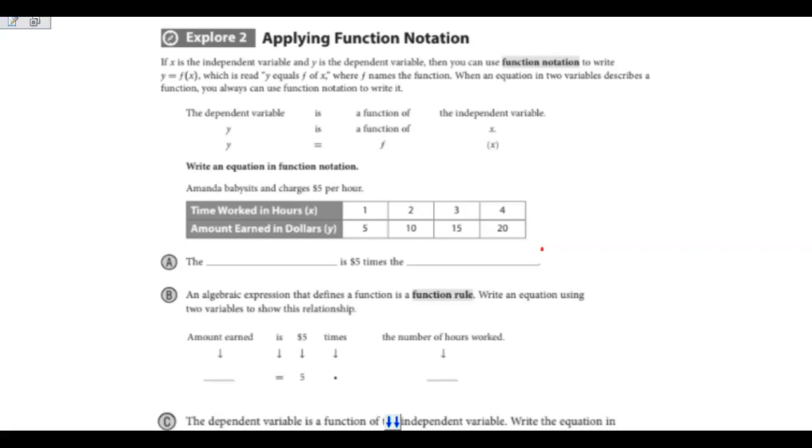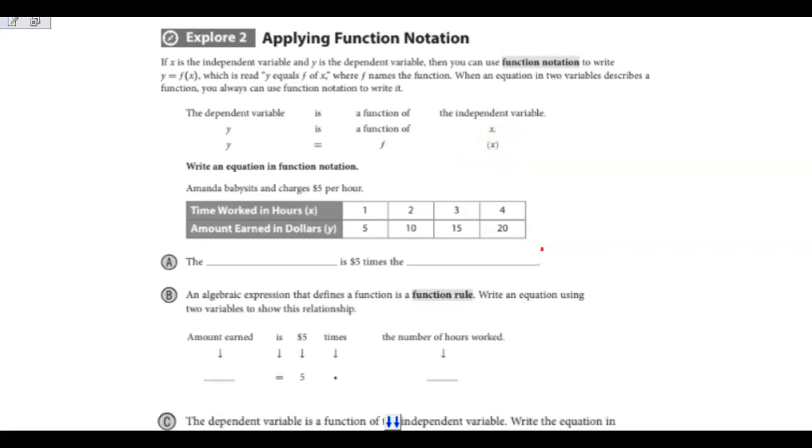When an equation in two variables describes a function, you can use the function notation to write it. So typically when we write an equation, y is our output and x is our input. So when the dependent variable is a function of the independent variable, we're saying y is a function of x, and we write it this way: y equals f of x.